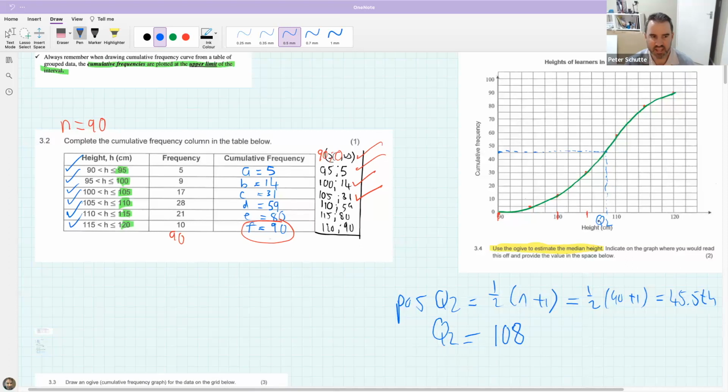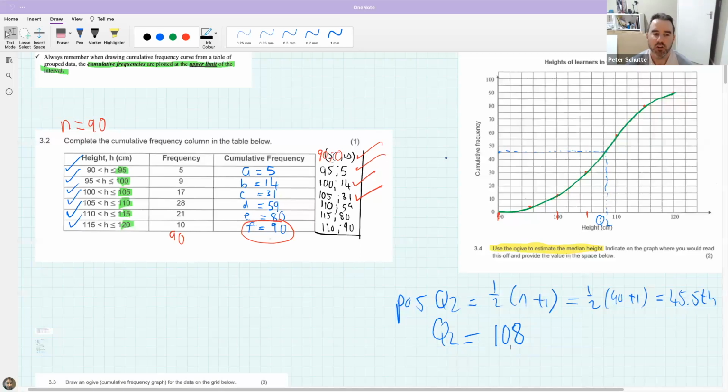And what that is saying is, look, in this group of students that we measured, 50% of them are going to be shorter than 108 centimeters, and 50% of them are going to be taller than 108 centimeters. It's the median. Okay. Give me a thumbs up if you followed that. Give me a thumbs down if that seemed a bit strange. I just want to get a quick vote from the people in the room so we know where we stand.